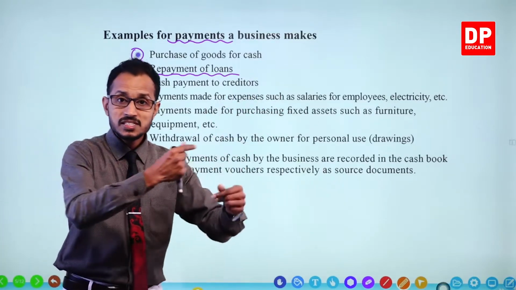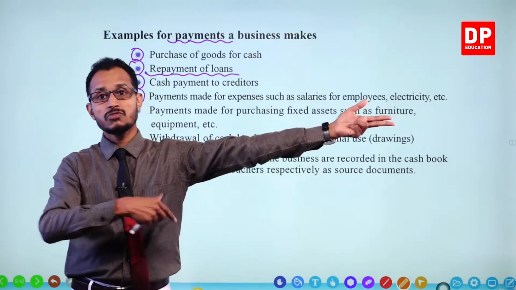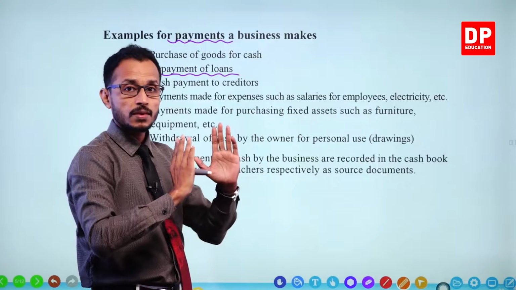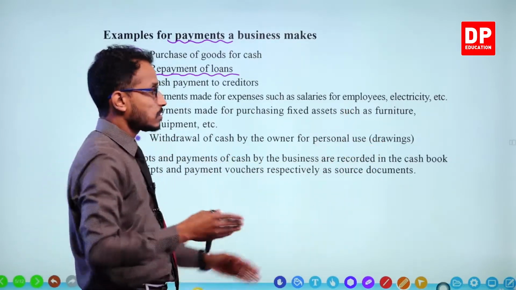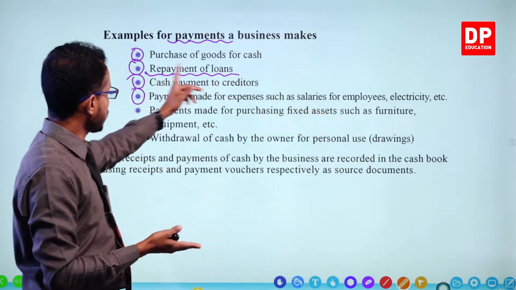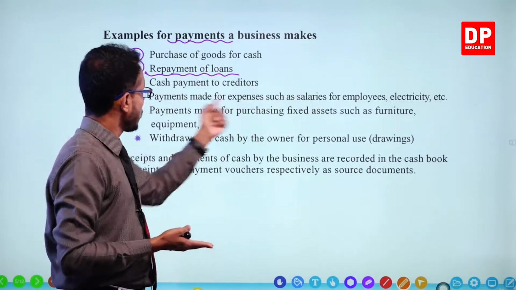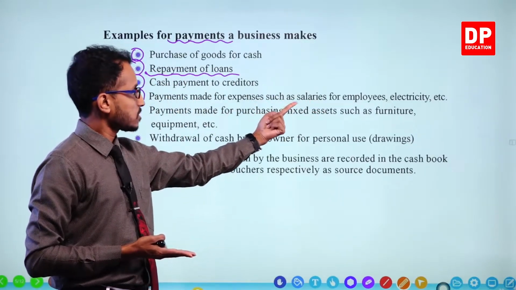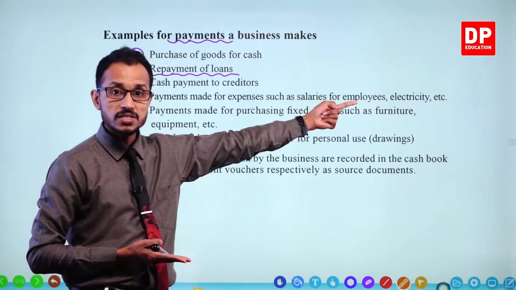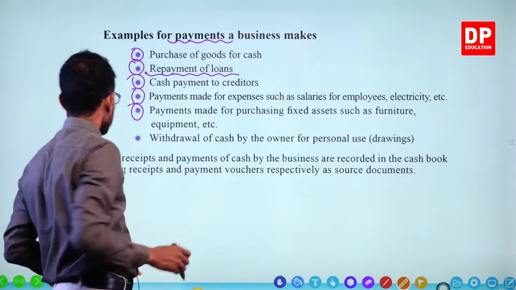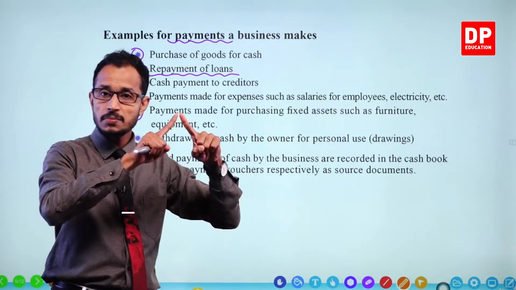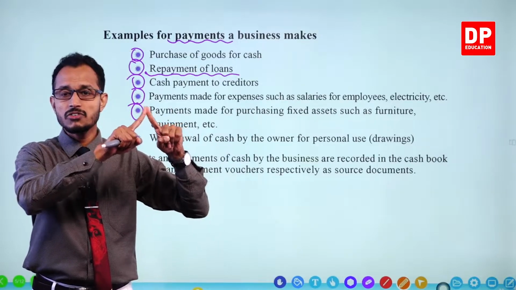All those expenses mean cash outflows. Out, going out. More expenses means more payments. That's why that is mentioned here as a main payment of any business. Expenses. Next we have payments made for purchasing of assets.